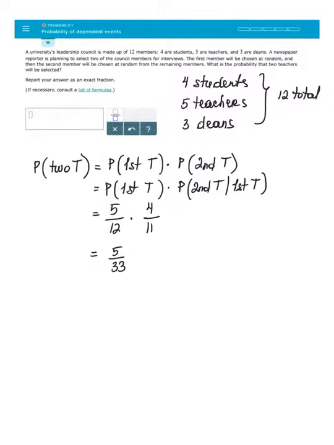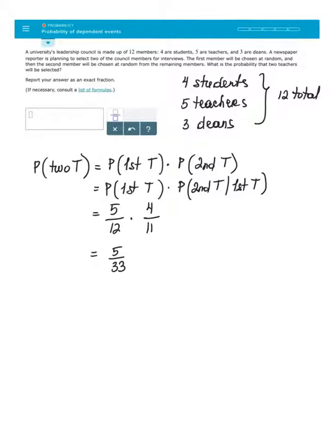The first member will be chosen at random, and then the second member will be chosen at random from the remaining members. What is the probability that 2 teachers will be selected? To summarize, we have 4 students, 5 teachers, and 3 deans, total of 12 members on that council. And we would like to know what is the probability of choosing both people to be interviewed to be teachers.